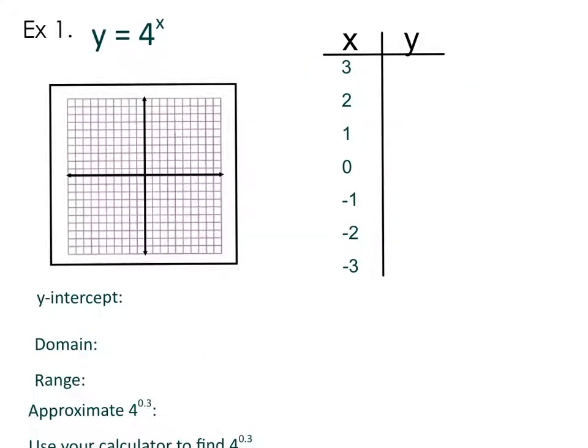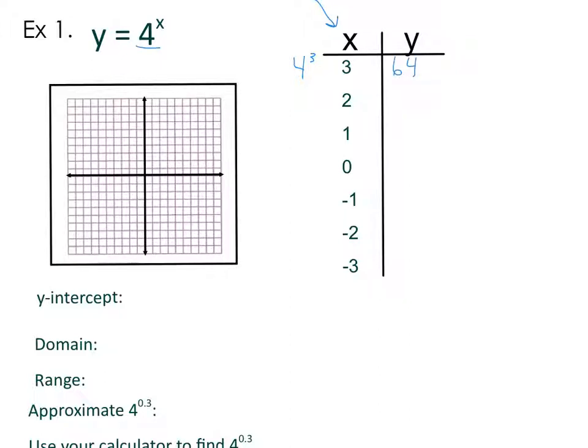Let's look at graphing the example y equals 4 to the x. So here my base is 4. Okay, so now when I go to my table, I am going to plug in these different x values right here in my table in for my exponent x. So the first one would be y equals 4 to the third, right? And 4 to the third is 64.